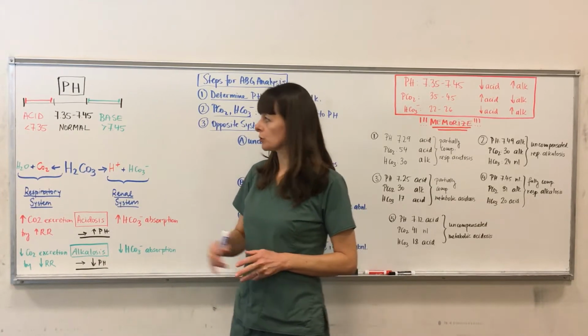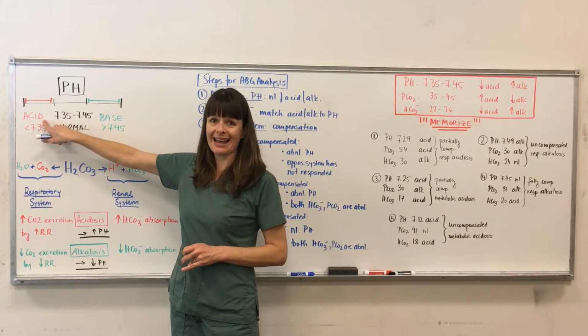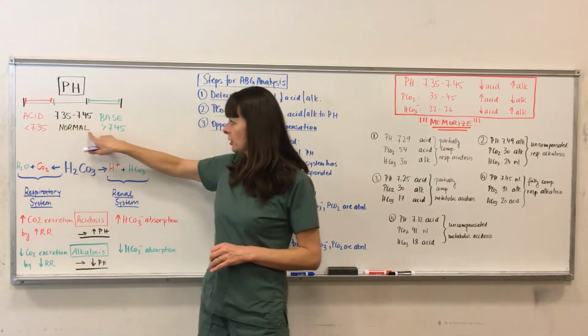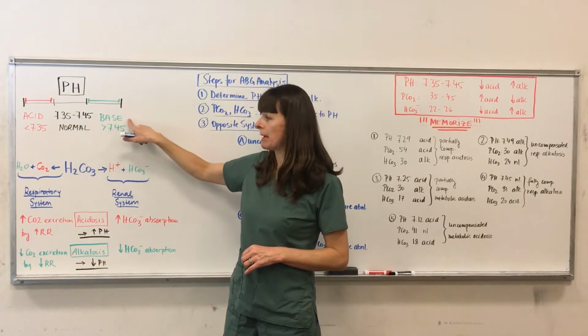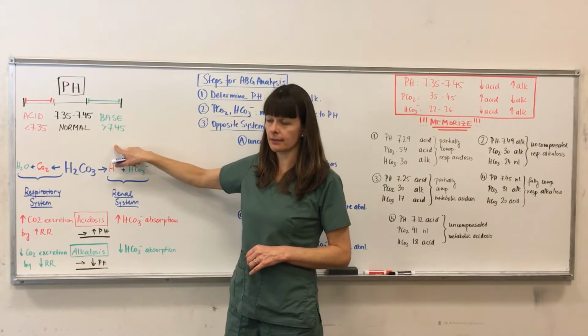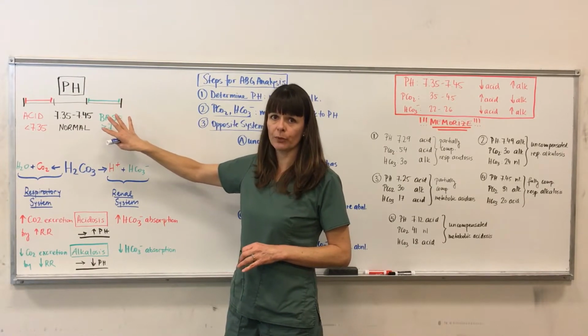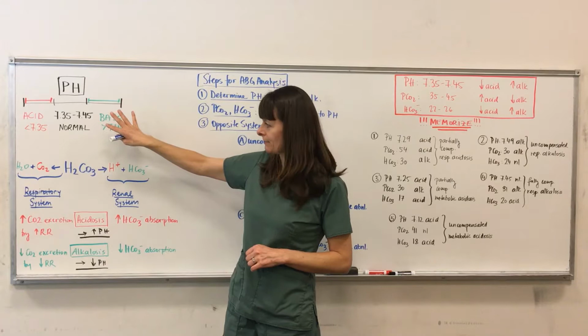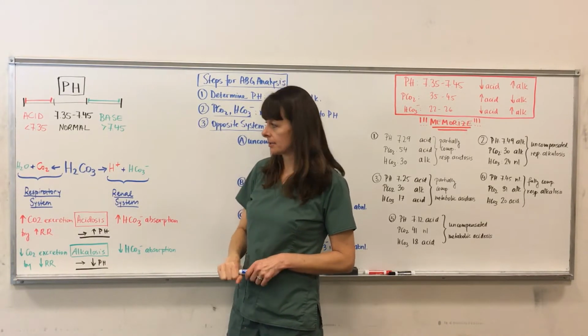If the pH goes below 7.35, then it's considered an acidotic state. If it goes above 7.45, then it's considered basic or an alkaline state. So these are the very basics that you hopefully remember from physiology class. So now let's see how that applies to our body system.